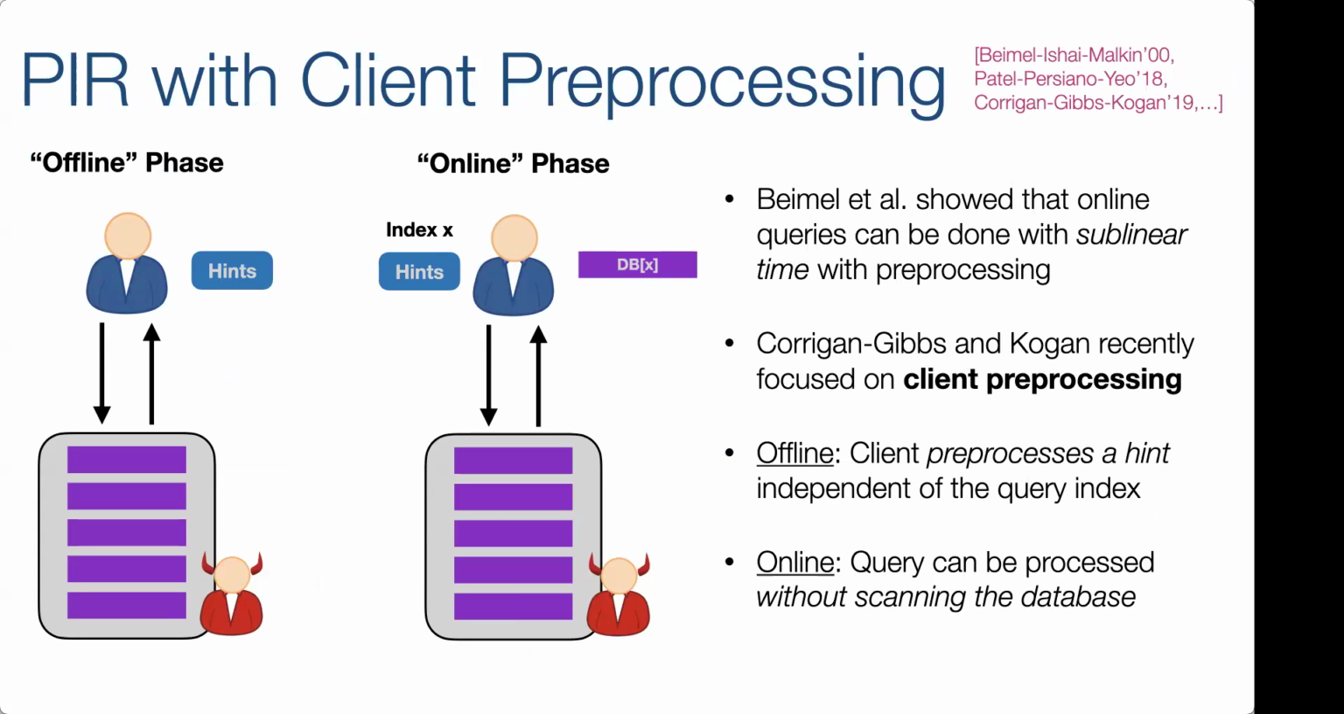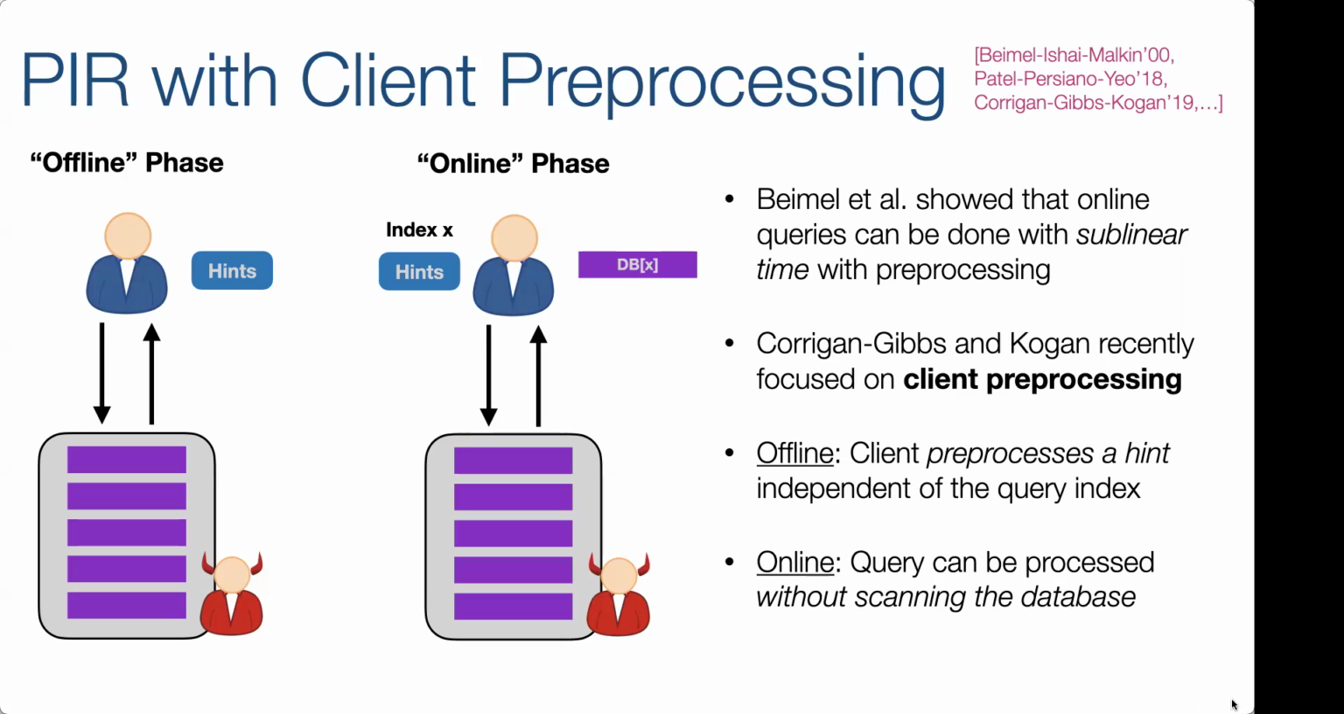Specifically, I'll talk about client-side preprocessing. Here, we let the client interact with the server in an offline phase, and they engage in some offline protocol. This is before the client knows the index they're interested in. Then in the online phase later, the client will know what index they're interested in, and they can use this set of hints, or this small bit of data that they've computed in the offline phase, to perform an online query. Hopefully this online query is a lot faster than in the traditional PIR setting.